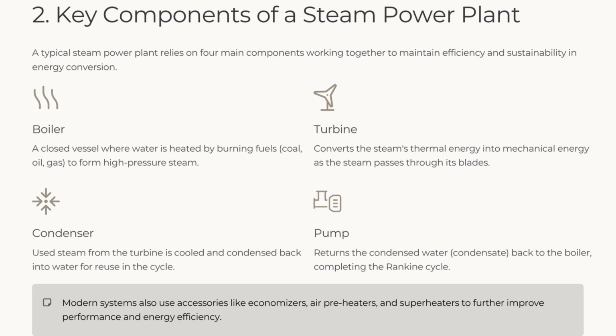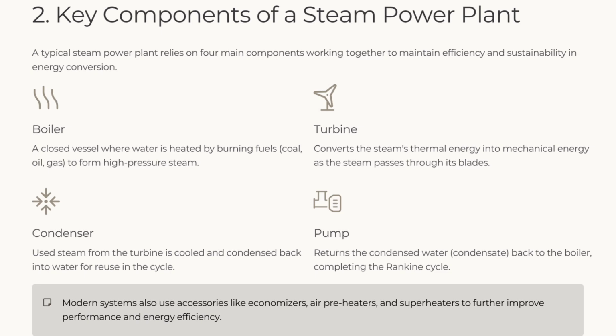Next is the key component of a steam power plant. A steam power plant is a system that converts heat energy from fuel into mechanical energy and finally into electrical energy. It mainly works on the Rankine cycle, which involves heating water to form steam, using that steam to drive a turbine, then condensing and reusing the water. There are four main components that make this process work efficiently: the boiler, turbine, condenser, and pump.